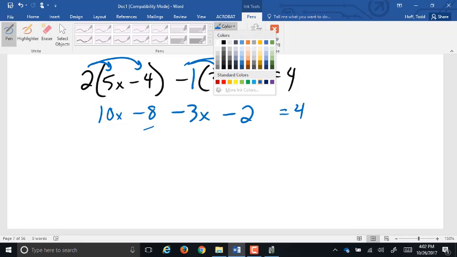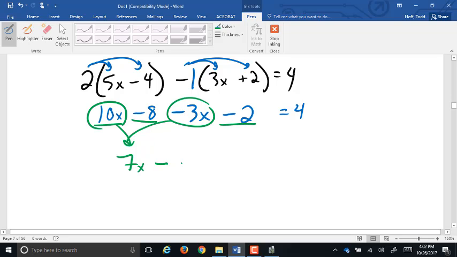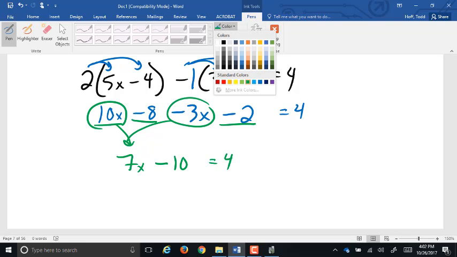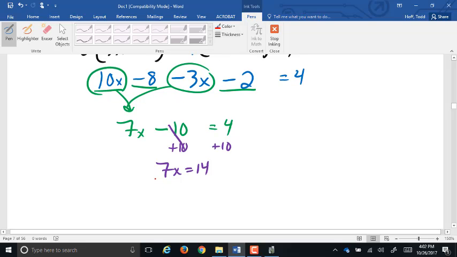So now we need to combine stuff over here on the left side. 10x and negative 3x make 7x. Negative 8 and negative 2 make negative 10. What would be our next step? Add 10, good. So 7x equals 14. And then divide by 7, yes. So x equals 2.